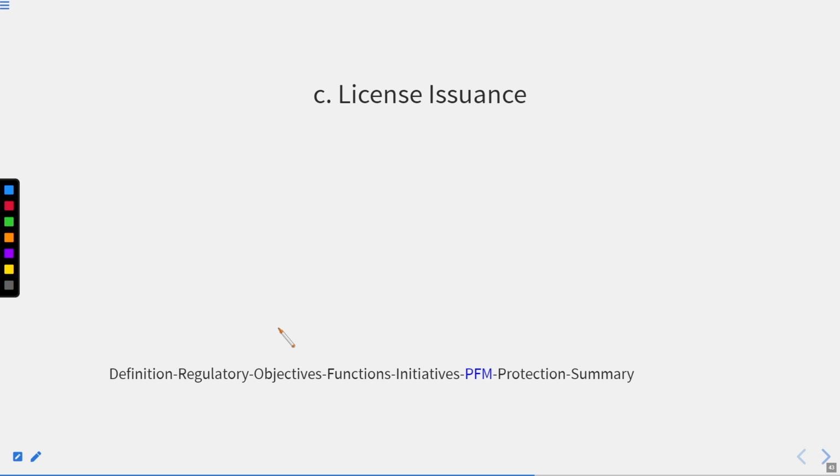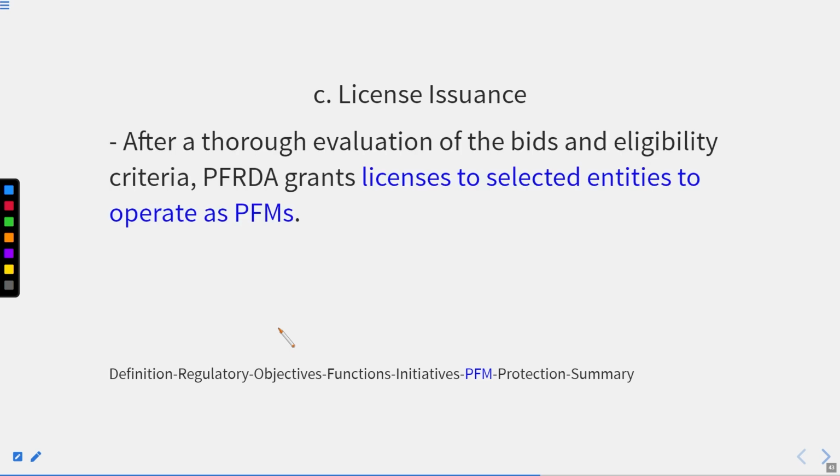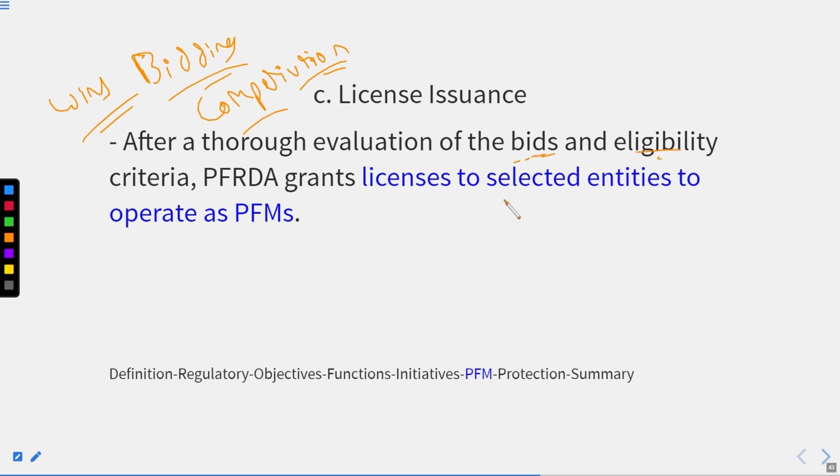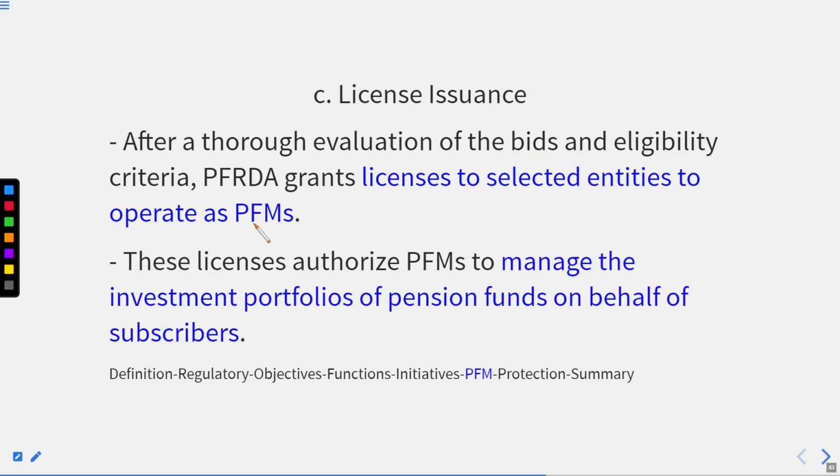Thereafter, what is their license issuance? After a thorough evaluation of bids and eligibility criteria, PFRDA grants licenses to selected candidates to operate as PFMs. You can say the one who wins the bidding competition, their profile will be evaluated by the PFRDA. If they find that the bid and the eligibility criteria are met, then they will grant a license, which means approval to operate as a PFM. This license authorizes PFMs to manage the investment portfolios of pension funds on behalf of subscribers. So remember this thing.